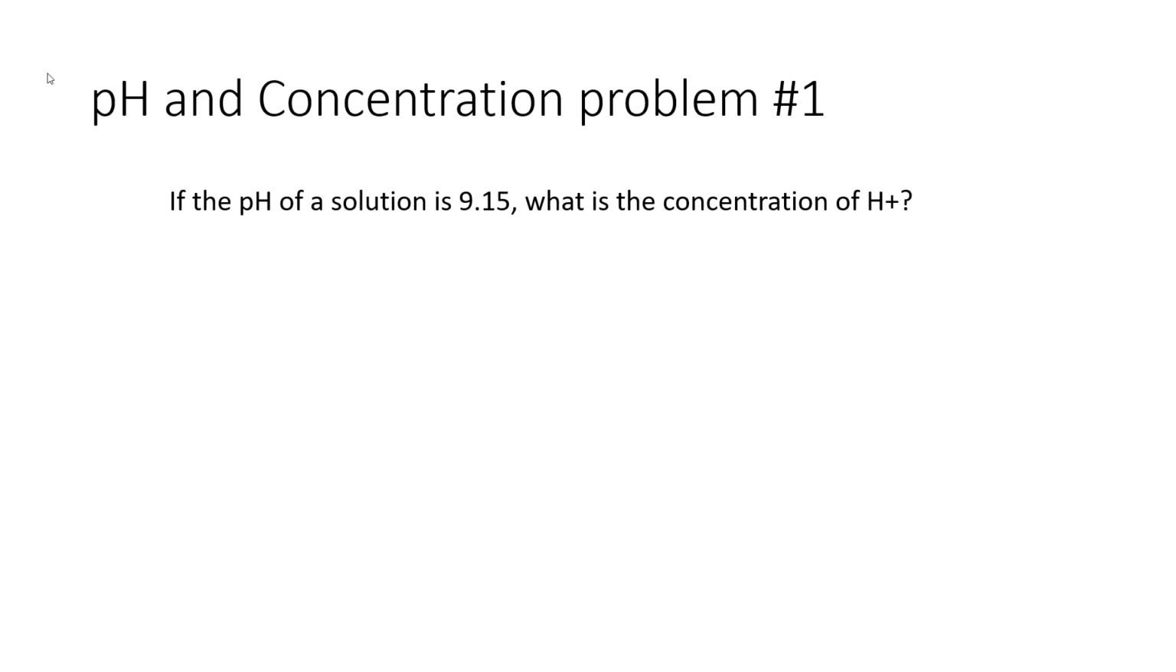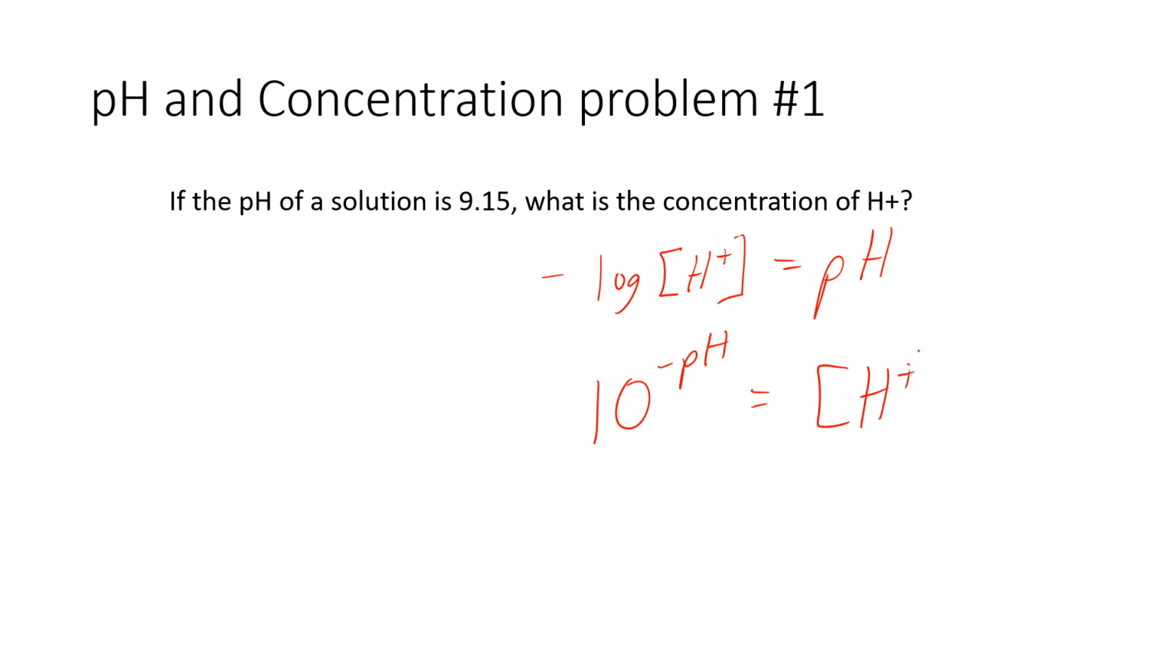If I give you the pH, what that's basically asking is to find the concentration of H plus. Remember, we said that the log of the concentration of H plus, made positive, will equal the pH. So basically what we need to do is raise everything to the power of 10. So 10 to the power of the negative pH will give you the concentration of H plus. That's how that's going to work. So if I tell you the pH is 9.15, we're going to take 10, raise it to the power of negative 9.15, and that'll give us the concentration of H plus.